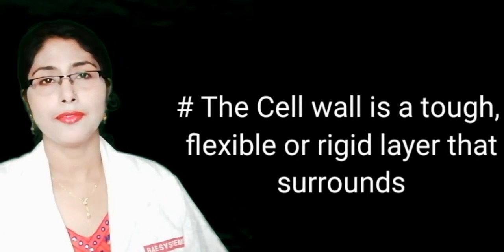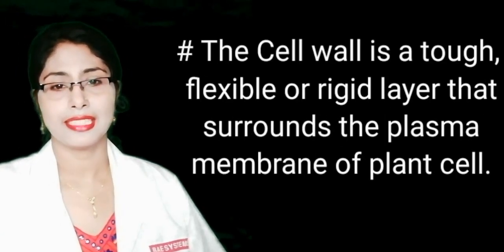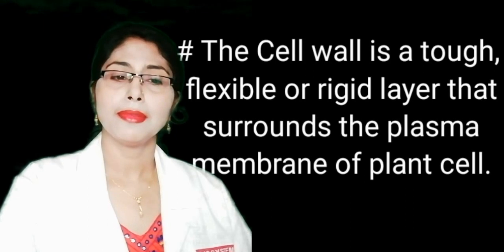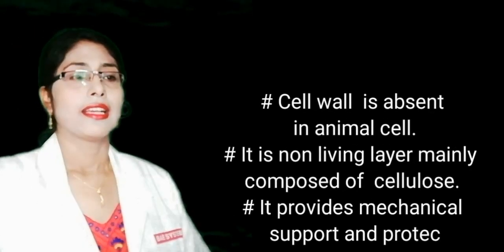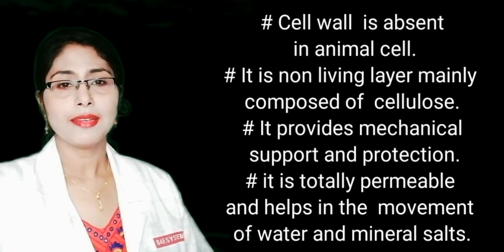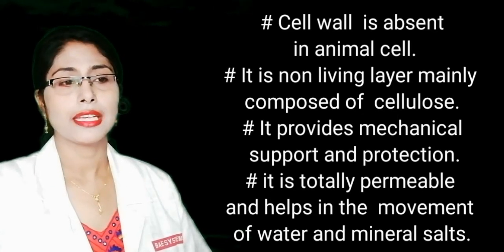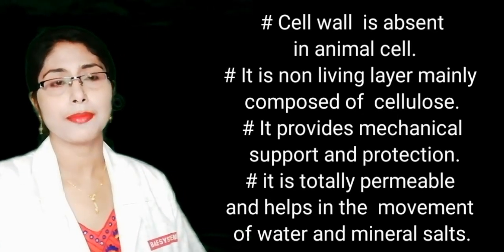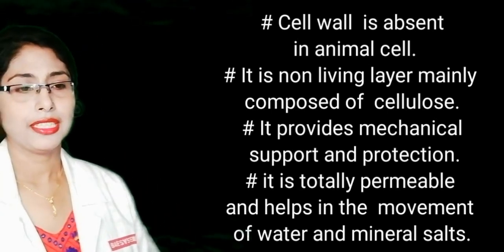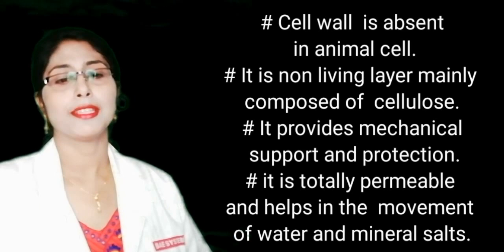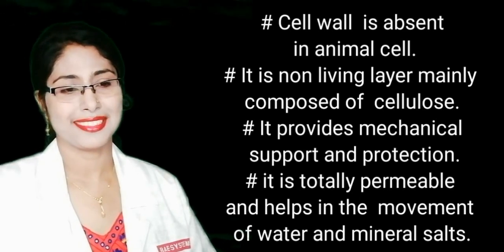Now, definition of cell wall. What is cell wall? Cell wall is a tough, flexible or rigid layer that surrounds the plasma membrane of plant cells. Some information of cell wall: Cell wall is absent in animal cell. It is a non-living layer mainly composed of cellulose. It provides mechanical support and protection. It is totally permeable and helps in the movement of water and mineral salts.